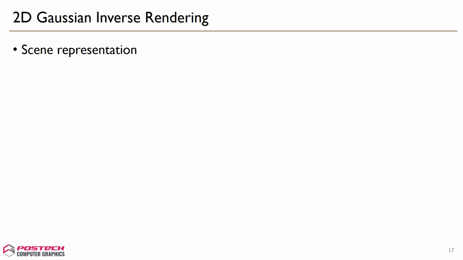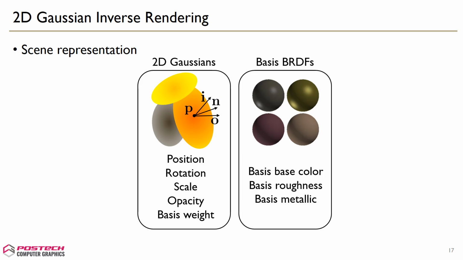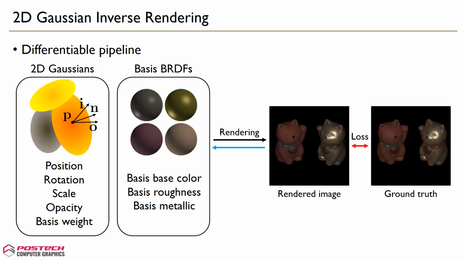Our inverse rendering pipeline combines 2D Gaussian rendering with basis BRDFs. Each Gaussian stores geometric information along with weights over the basis BRDFs. We adopt a simplified Disney BRDF model for efficient reflectance modeling. We render an image and optimize the scene parameters by minimizing the loss between the synthesized image and the ground truth image.